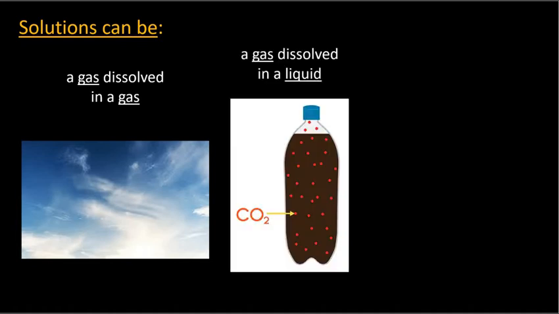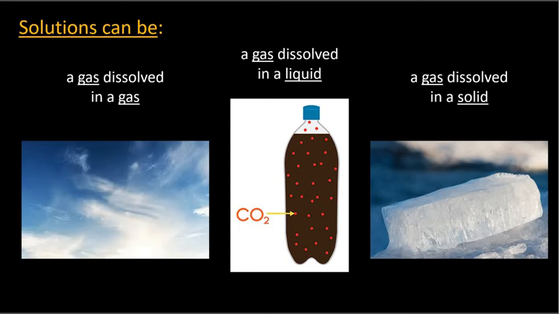You also can have a gas dissolved in a liquid. An example of this would be soda or something like that, where carbon dioxide has been added to the liquid. The pressure keeps it there, but the gas is still dissolved in the liquid, and it stays that way pretty well until that pressure is released and you leave it in the hot sun for a long time. Then you get flat soda. But it is still a gas dissolved in a liquid as long as it stays there.